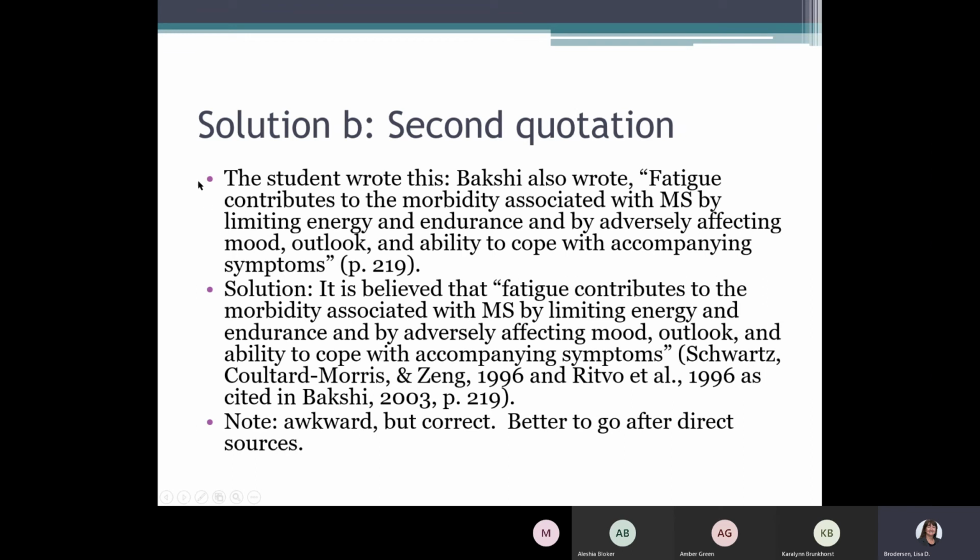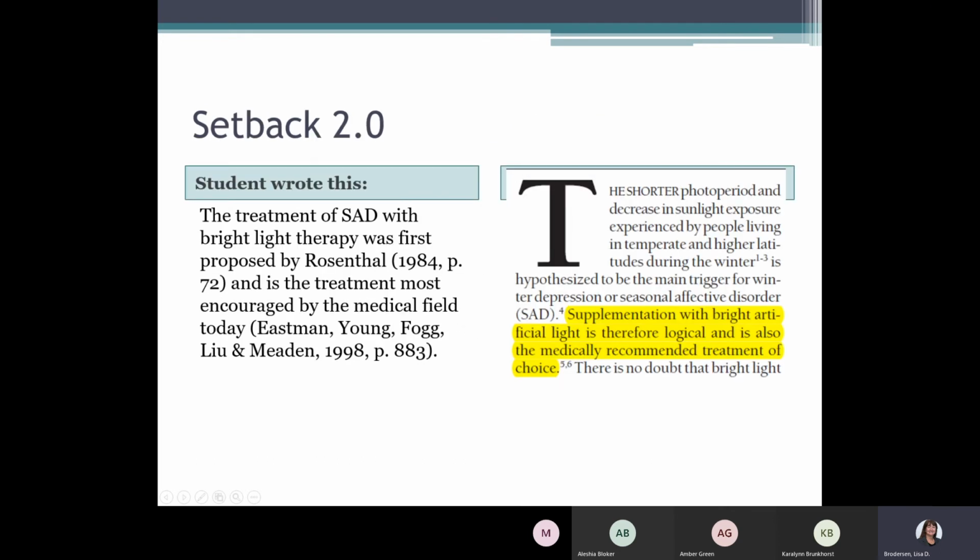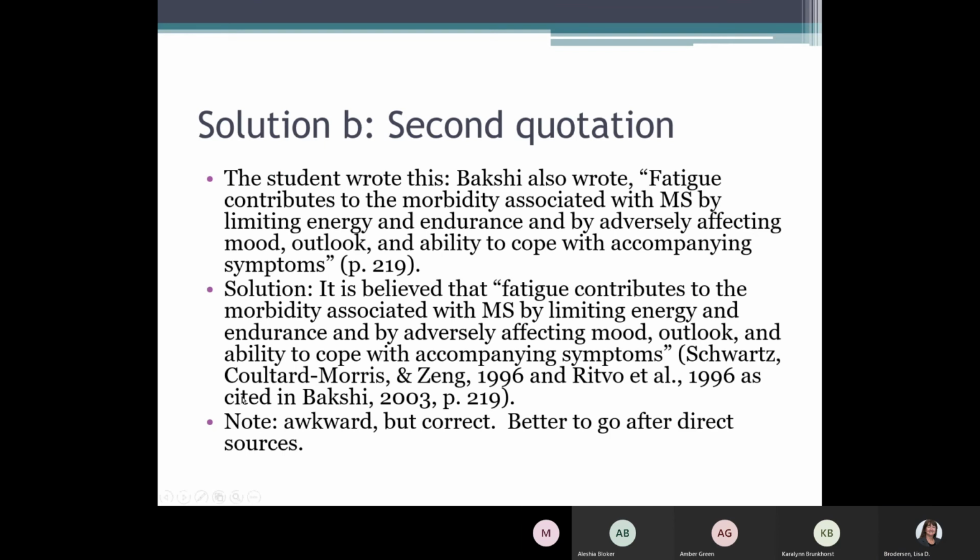This is just another solution based on this quotation. It is believed that fatigue contributes. So this is just where the secondary source citation gets incorporated into the end of the sentence, as a parenthetical citation rather than an in-sentence citation. Okay, compare that to the previous example and you'll see what I mean.